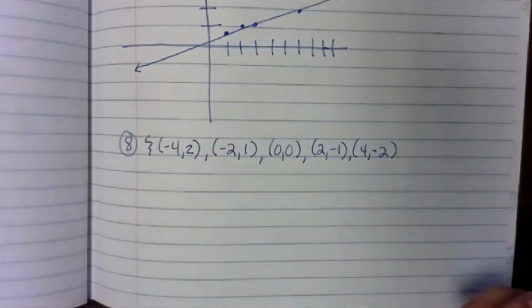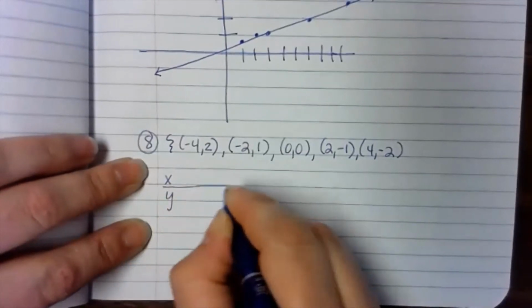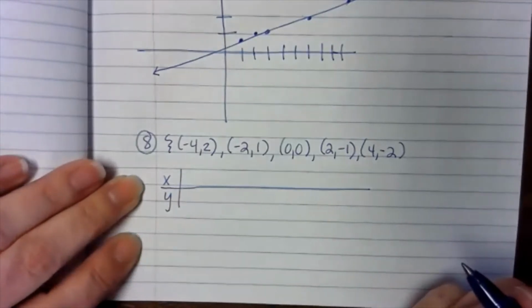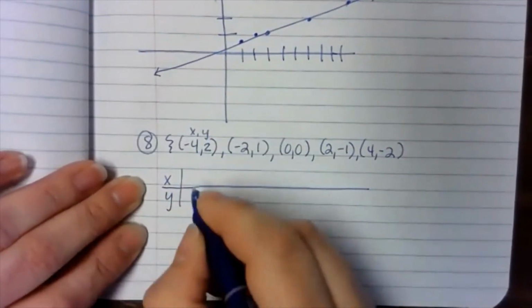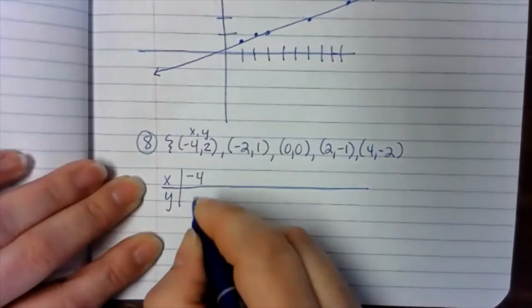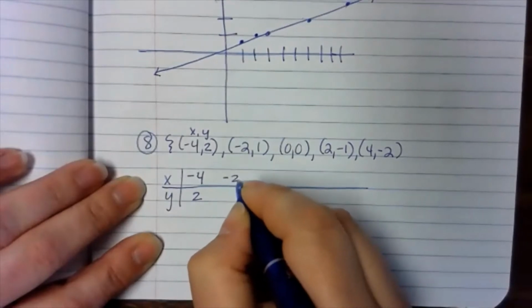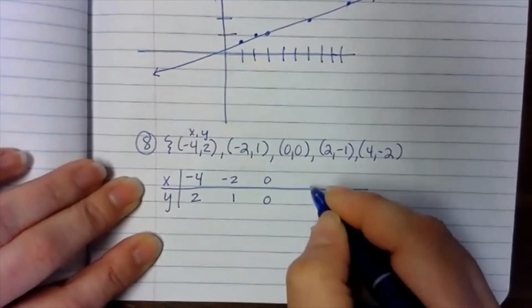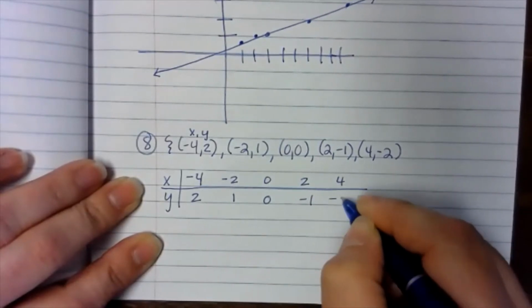So, okay, what we're going to do here is we're going to make an X and a Y table. And basically, we're going to look for a pattern, okay? So remember on these, we've got X and Y. So we're just going to put the first number on top and then the second number. And then we have a -2 and a +1, a 0 and a 0, a 2 and a -1, a 4 and a -2.